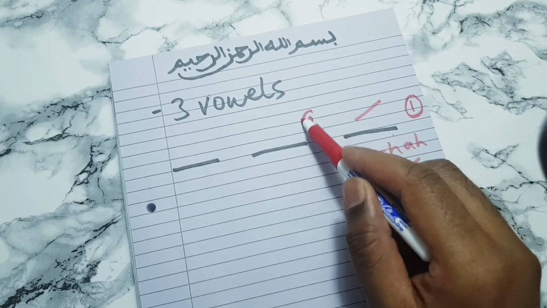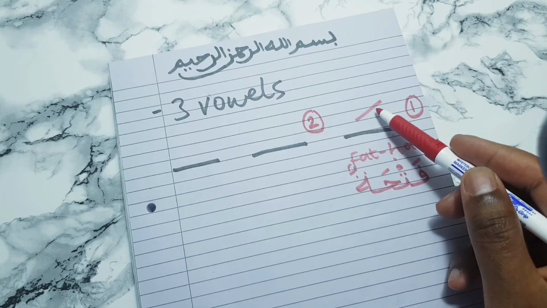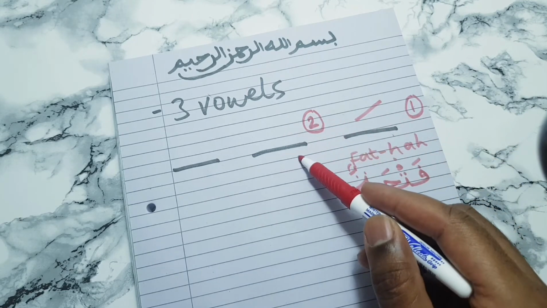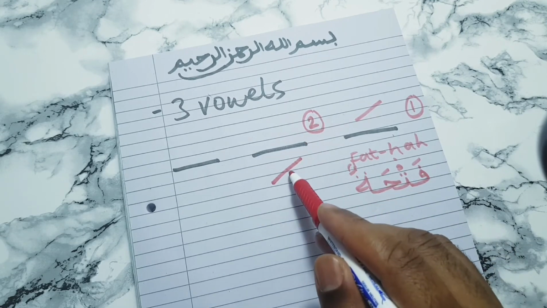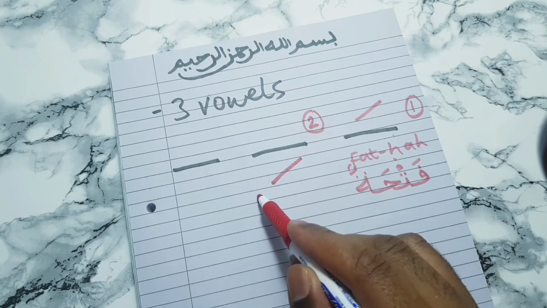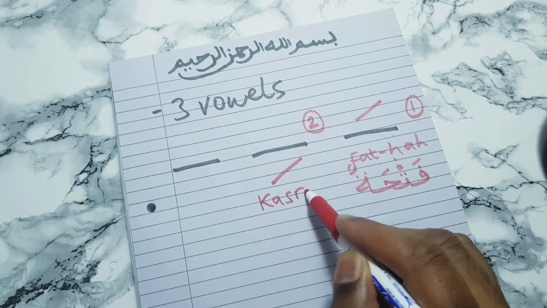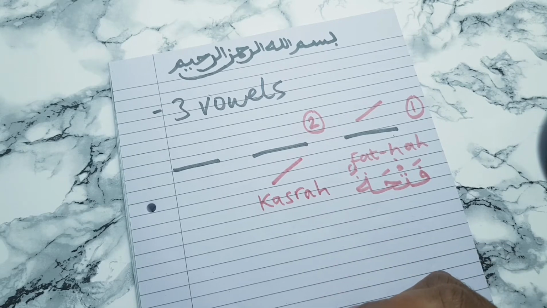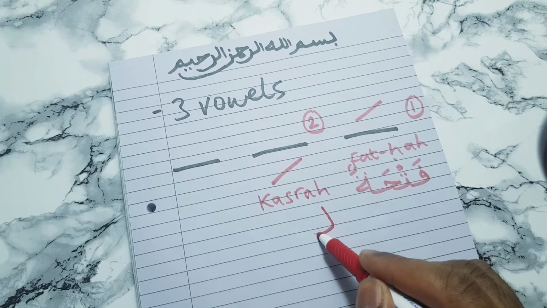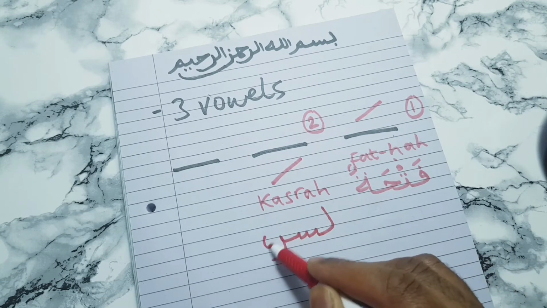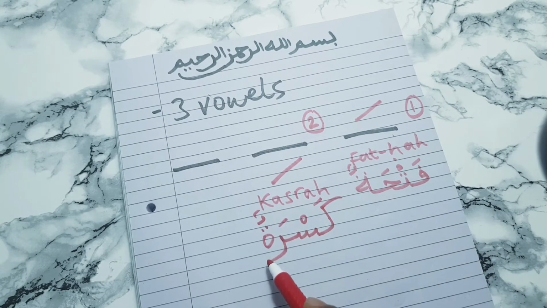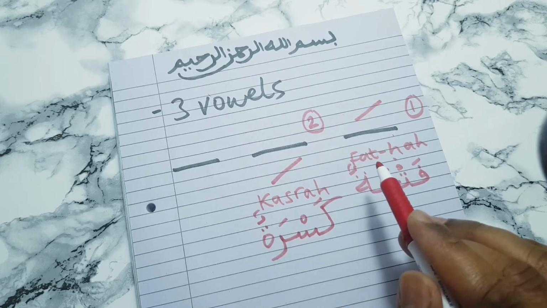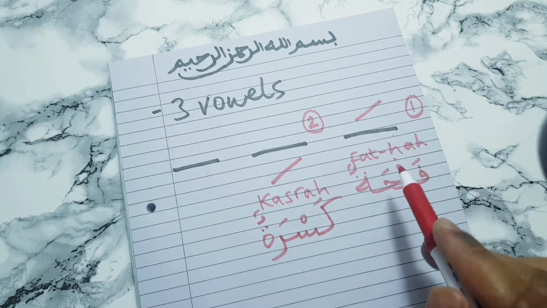Okay. Vowel number 2 looks exactly the same as fatha, except that it goes below the letter. It's placed under the letter. This vowel is called kasra. In Arabic, kasratun. Or you can say kasra or kasratun. Kasra if you're stopping. Kasra. Fatha. Okay, first vowel is fatha.